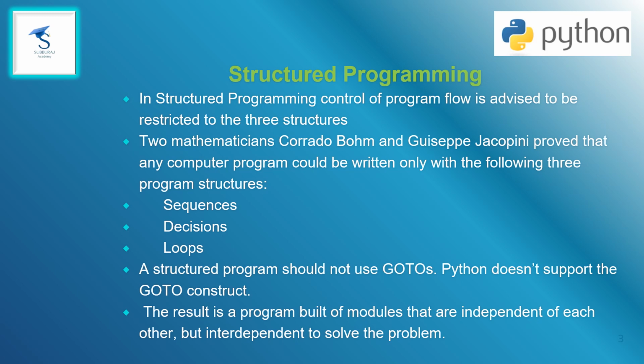They are: one is sequences, which means you go from one statement to another. Second is decisions. You take decisions, and based on the decisions, you branch to different code segments. And the third is loops, where iteratively you carry out certain operations. Iteratively means repeatedly. It's repetition basically. So with these three program structures, one can write any program. That is essential in structured programming.